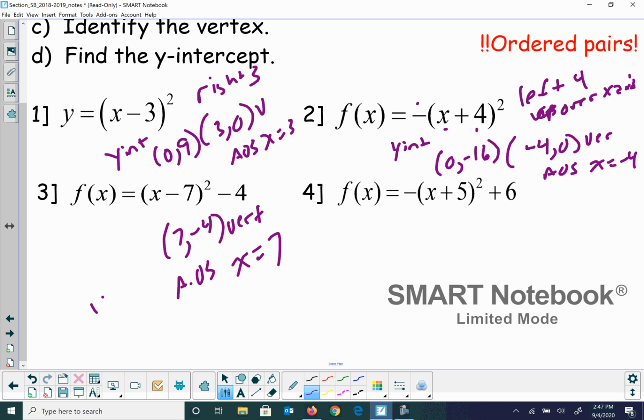And then my y-intercept, I'm going to plug 0 in for my x value. So 0 minus 7 is negative 7. Negative 7 squared is 49. 49 minus 4 is 45.